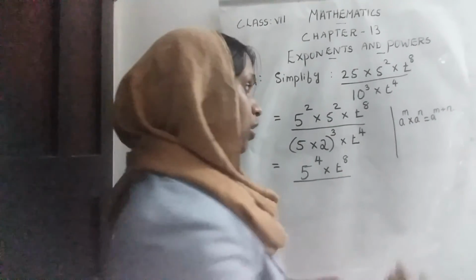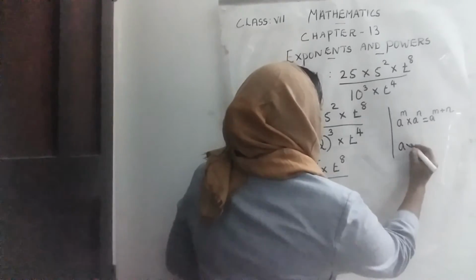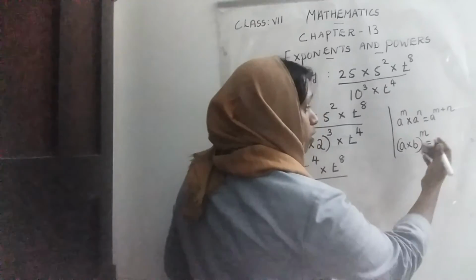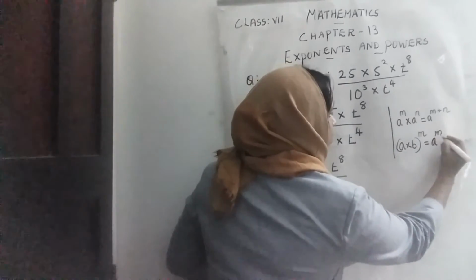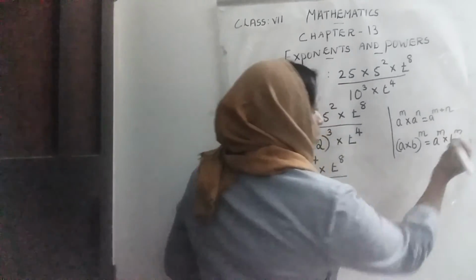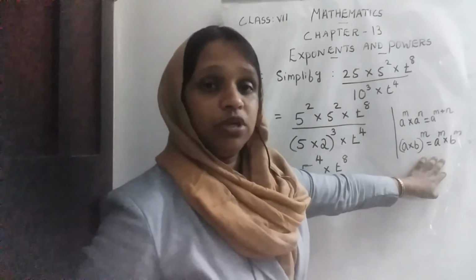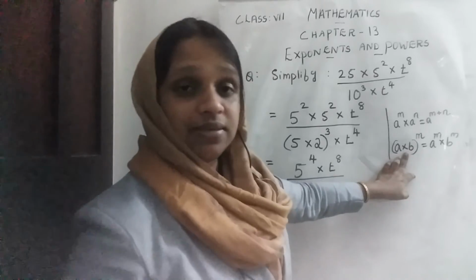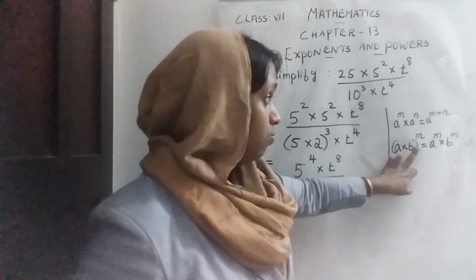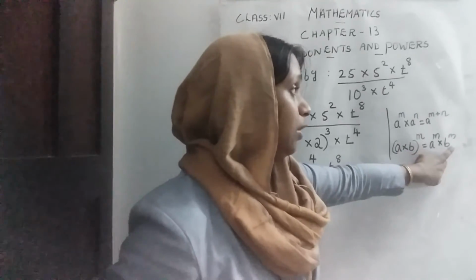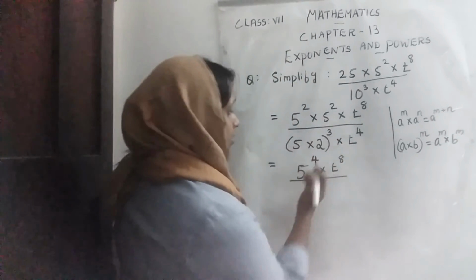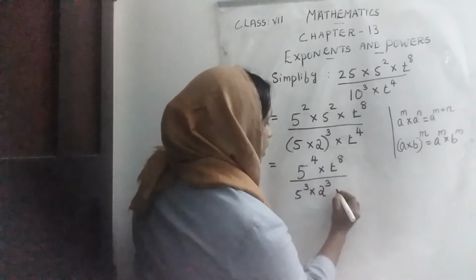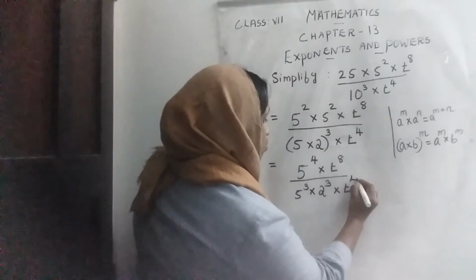Our law: a into b raised to m, how do we write it? a raised to m into b raised to m. The bases a and b are different there, so a into b raised to m we can write as a raised to m into b raised to m. So we can write this as 5 raised to 3 into 2 raised to 3 into t raised to 4.